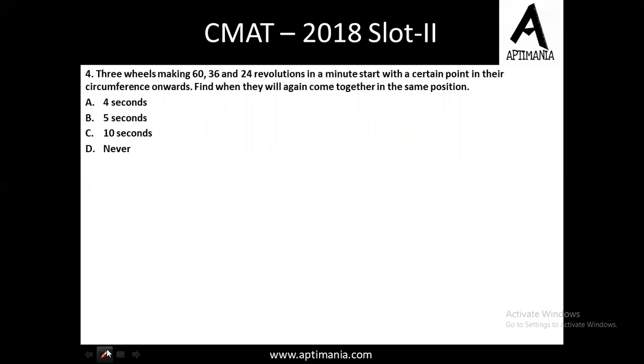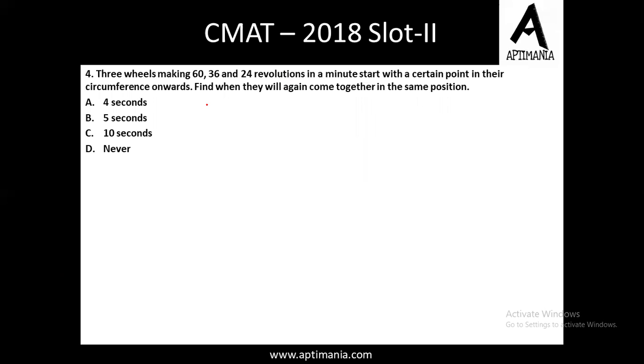Question number 4 is on the screen. Let's try to solve it out. It's a question from number system based on the concept of HCF and LCM. Three wheels making 60, 36 and 24 revolutions in a minute will start at a certain point in their circumference, and onwards when will they come together in the same position?